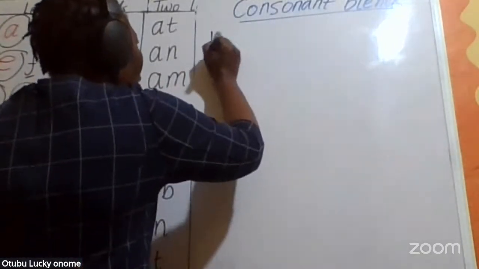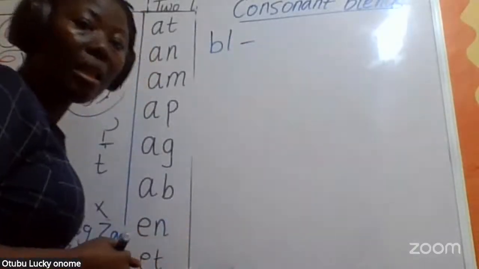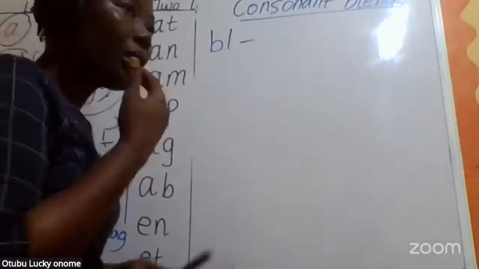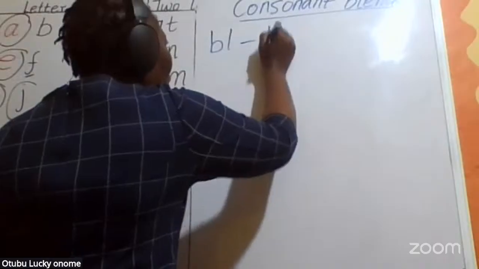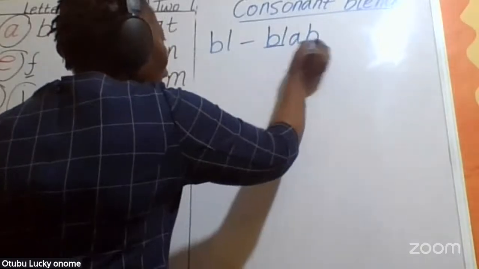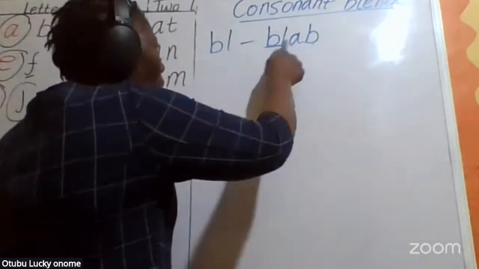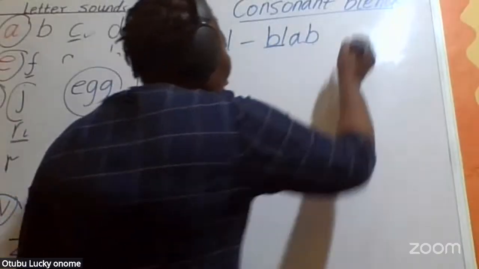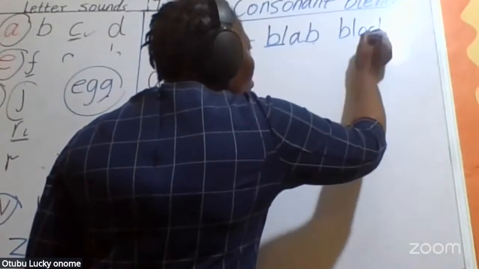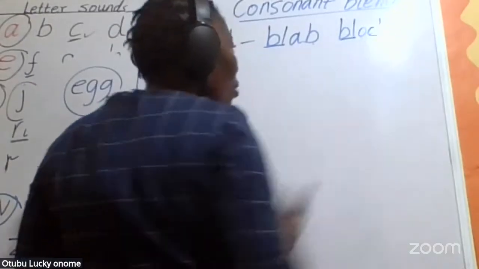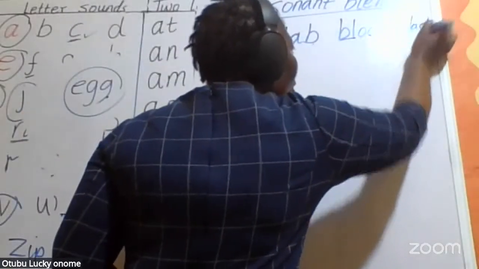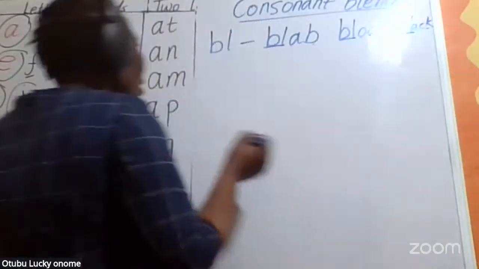So we have b and l gives us "bl". Your tongue is touching your teeth. We have it in words like blab, block, and black.